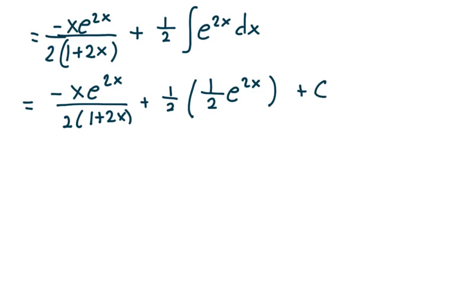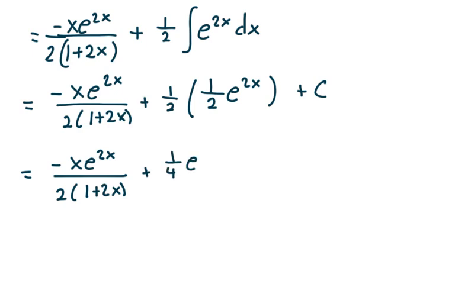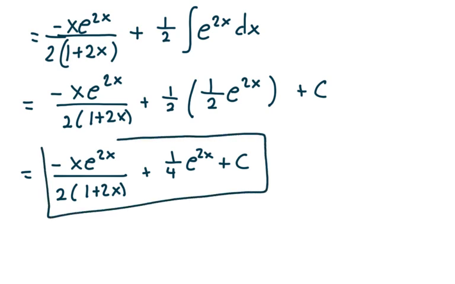But half times a half is a fourth. So this is negative x e to the 2x divided by 2 times 1 plus 2x plus 1/4 e to the 2x plus c. And that's how we do problem number 18. Let's take a look at 19.